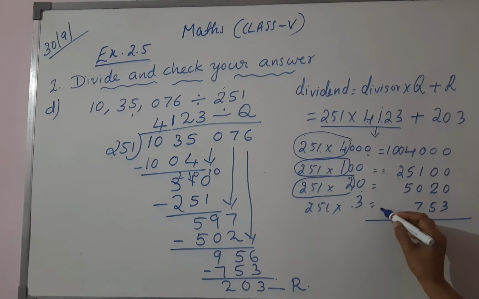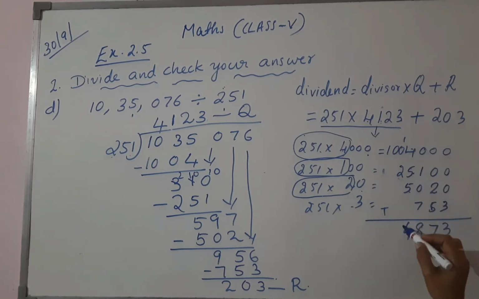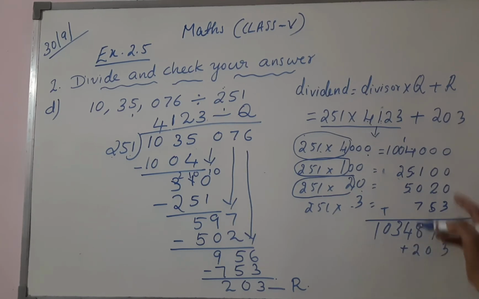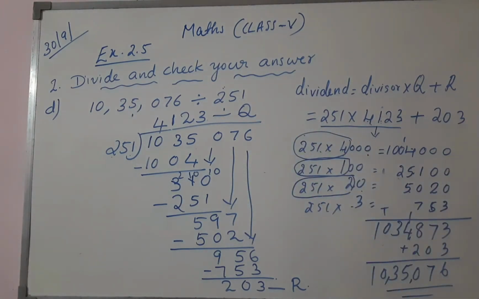Now you have to add these whole numbers. So 3, 5 plus 2, 7. 7 plus 1, 8. 5 plus 5, 10. 10 plus 4, 14. 1, 2 plus 1, 3, 0, 1 plus 203. Now you should add that 203 along with this, because plus 203. So 3 plus 3, 6, 7, 8 plus 2, 10, 1, 4 plus 1, 5, 3, 0, 1. 10,35,076 is the dividend. So the answer is correct. Verify the answer. Next question.